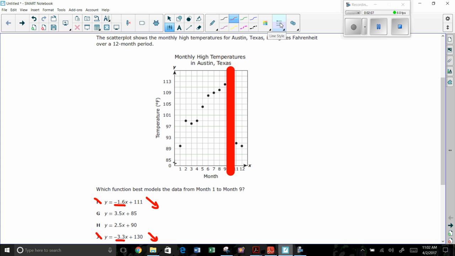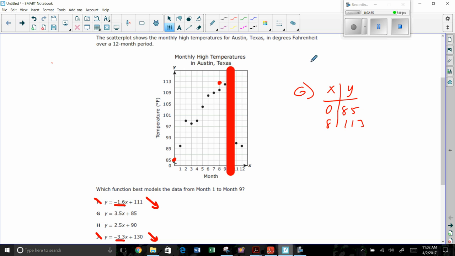When I put those two dots on the graph, let me write it down. This is choice letter G. In our table, we said we were going to use 0, 85, and 8, 113. So 0, 85 is right there, and then 8, 113 is going to be right here.